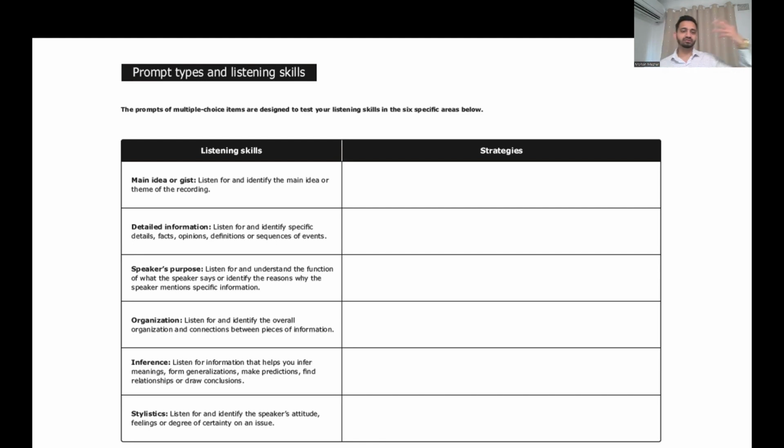It could ask about inference. So what does that mean? For example, you've got to listen for information that helps you infer the meaning, form generalizations, make predictions, and find relationships or draw conclusions, okay? Stylistics, it could also ask what the speaker's attitude, feeling, or degree of certainty about an issue is. Okay, so it might ask you about the attitude and style of the speaker as well.